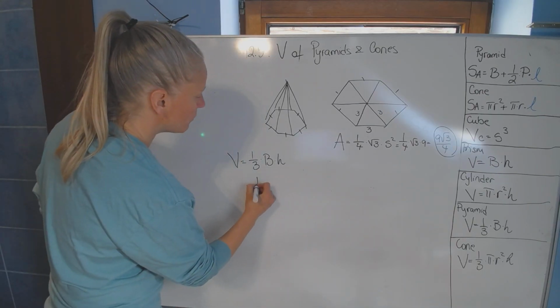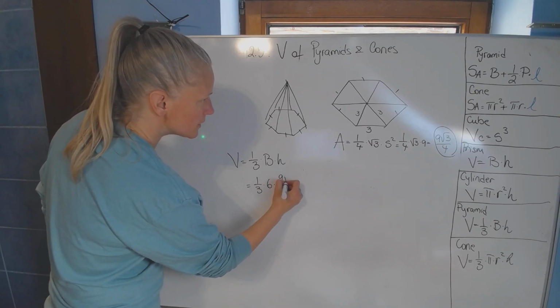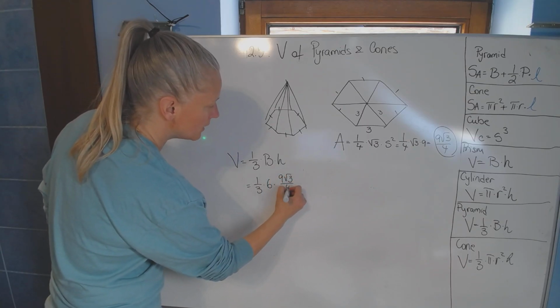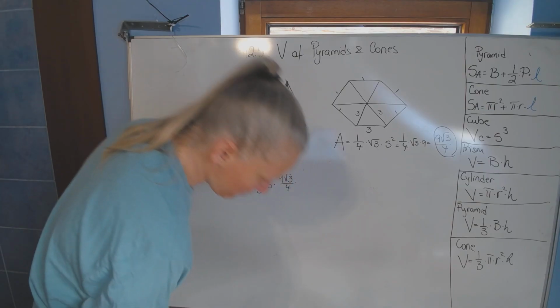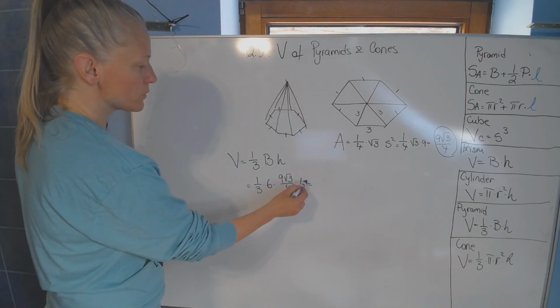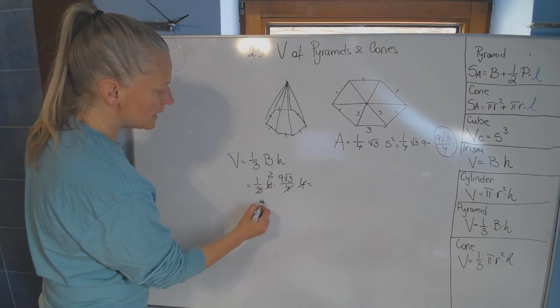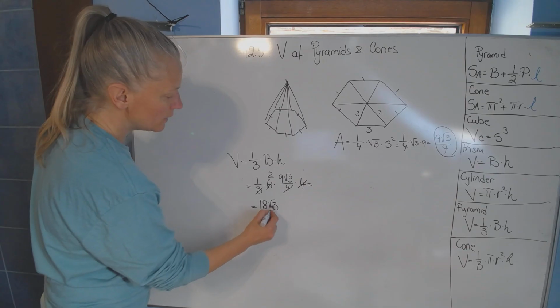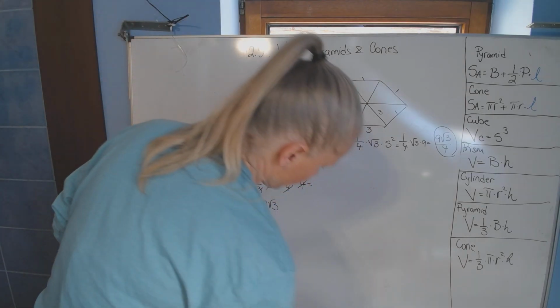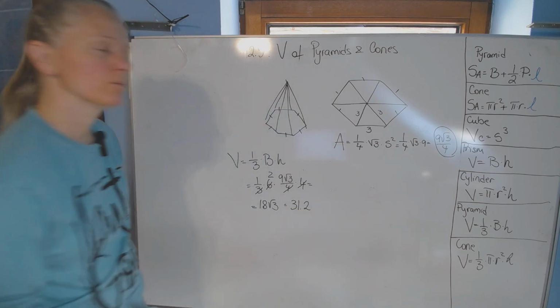So this becomes 1/3 times 6 times 9 square root of 3 over 4 and times my height. And I think they gave me my height. This is 4. Let's see what we get. 4 goes with 4. 3 reduces with 6. I get a 2. This becomes 18 square root of 3. And you can leave it right there, or you can go ahead and put it in, which is going to give you about 31.2.